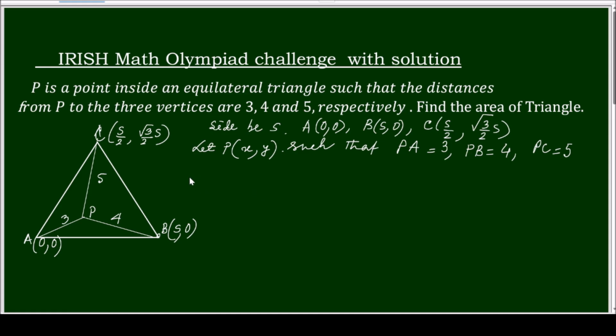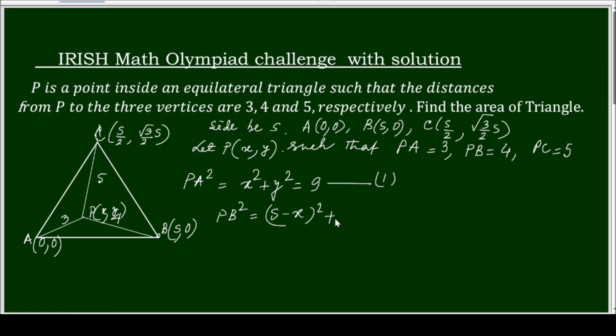So now distance PA square I can write, this is x, y, so it will be x square plus y square equals 3 square, that will be 9. This is equation 1. PB square similarly equals (s minus x) whole square plus y square equals 16. This is equation 2.